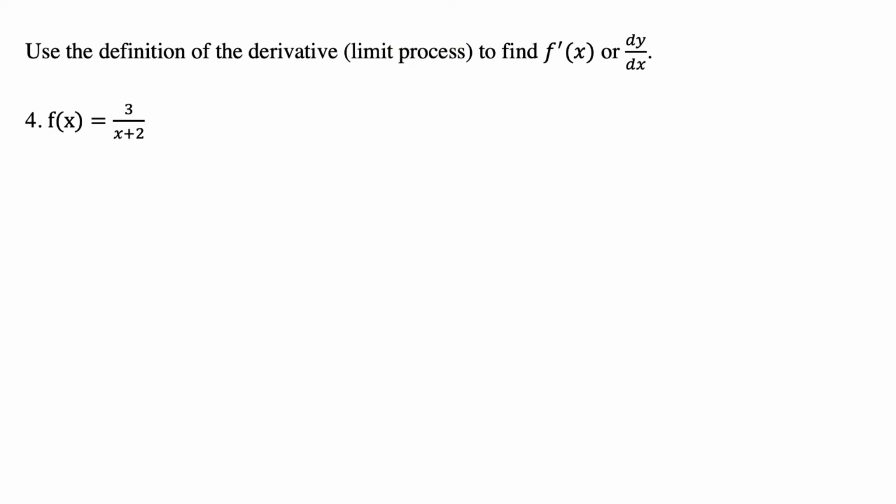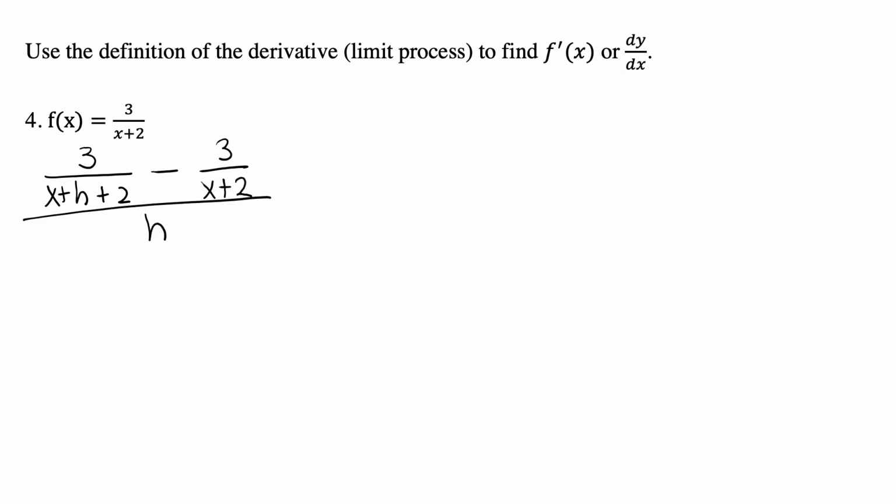Okay, we have our final and most exciting problem of the day. Here we want to again use the definition of the derivative, focusing on that limit process to find f prime of x. So again, we want to start by finding our difference quotient. To do that, remember we plug in our x plus h, so we would have 3 over x plus h plus 2 minus our original function, 3 over x plus 2, and that's all over h.